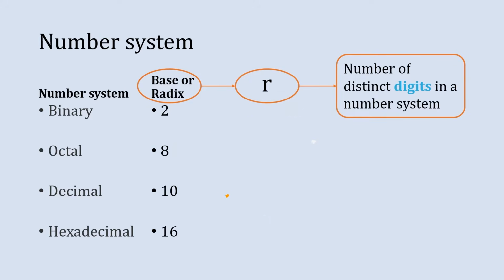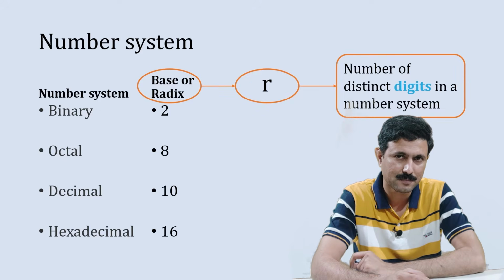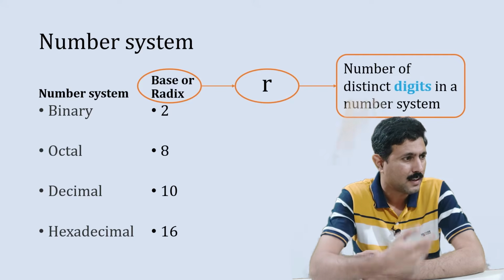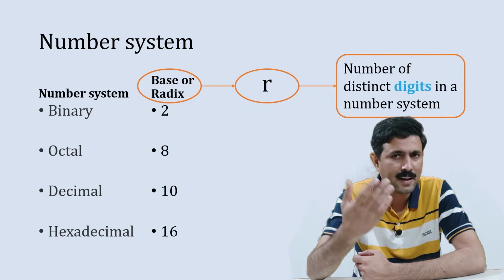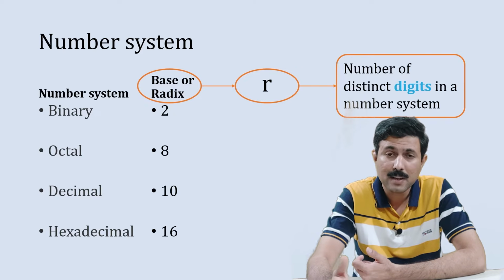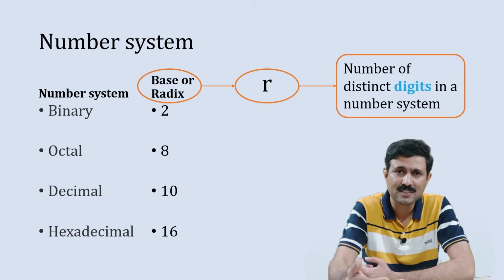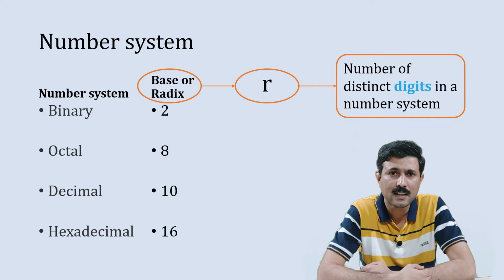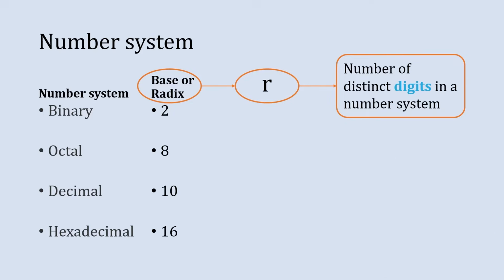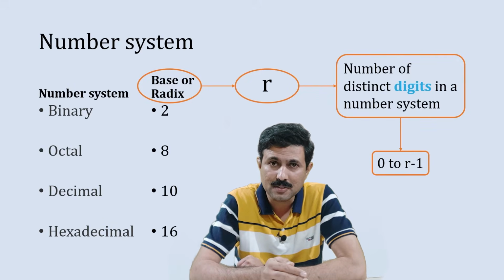That means that there will be 2 distinct digits in binary system. Okay, that's fine. If we talk about octal, there are 8 distinct digits. That's good. But now the question is, what are they? What are the different distinct digits that will be covered in that number system? So for that we have an equation, and the equation is r minus 1. So what are the different distinct digits in that number system?